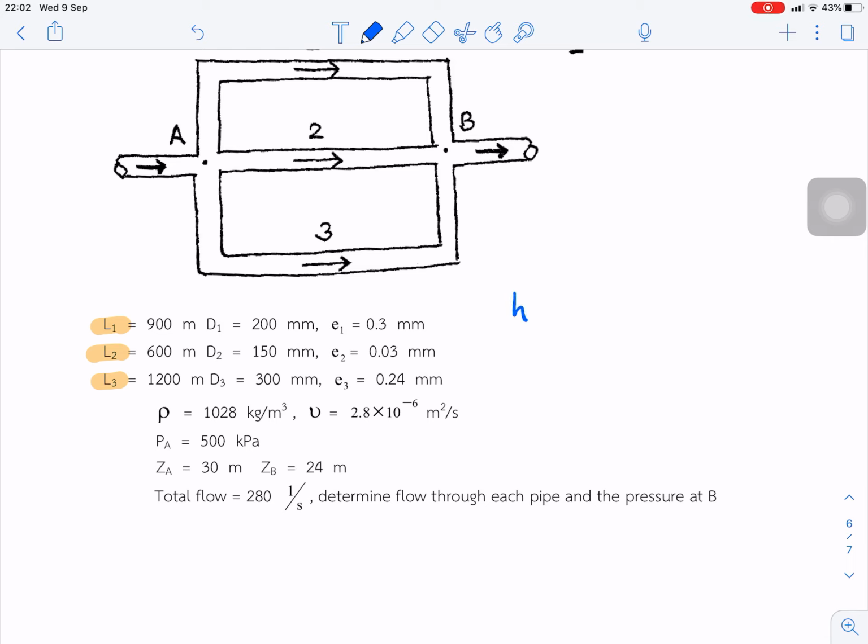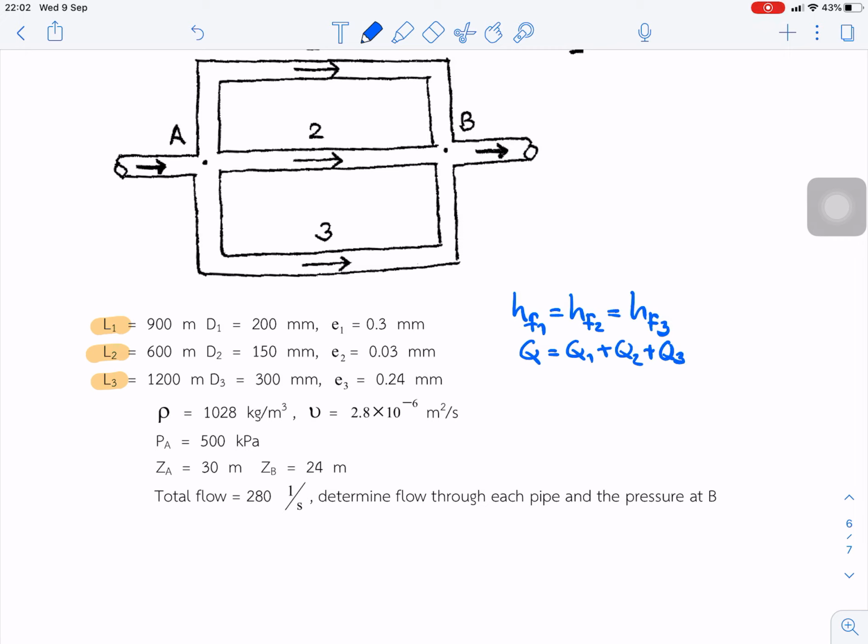we realize from the lecture that the head loss should be equal. Head loss between the three pipes should be equal. And the next thing is the flow: the summation of the flow is equal to total Q.